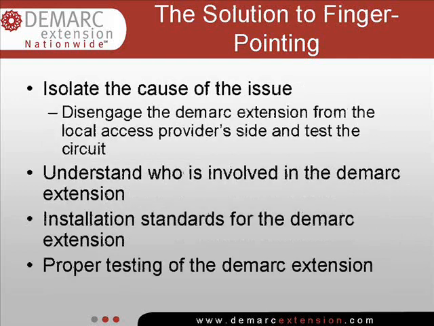To prevent the confusion surrounding the Demarc extension, it is important to understand who is involved and ensure that all of their contact information is available. For quality assurance, a set of standards must be utilized for the installation and testing of the Demarc extension.